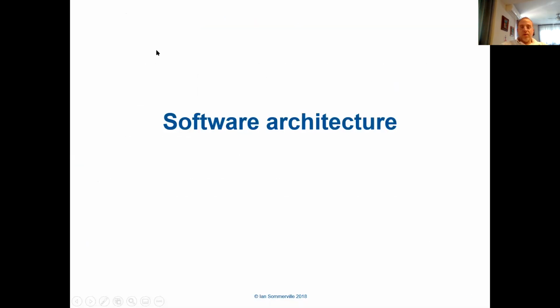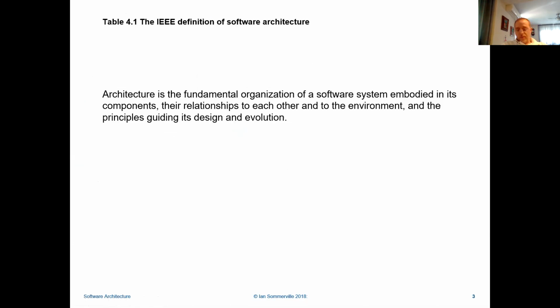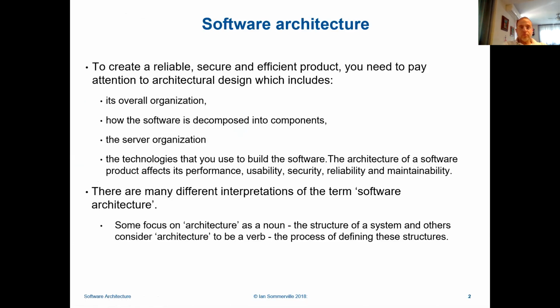Yeah, okay, software architecture. You need to pay attention to architectural design, if you want to make good software: reliable, secure, and efficient. Notice these are 3 carefully chosen words. Reliable means that it won't crash. Secure means people won't hack it. And efficient means that it'll work quickly.